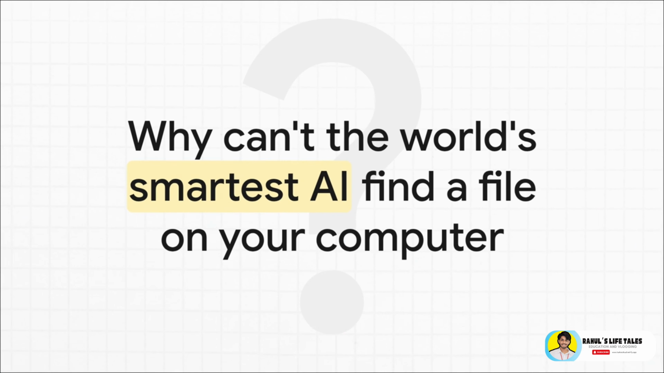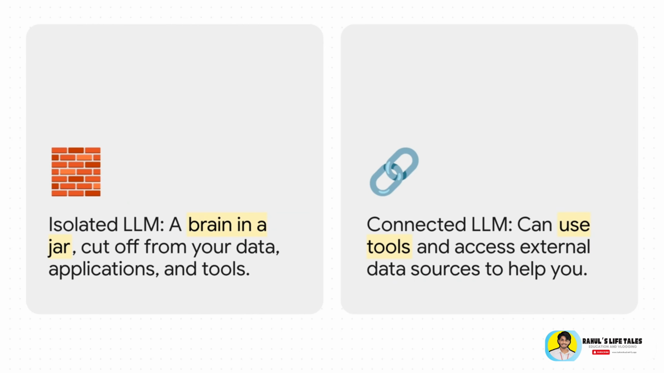Okay, let's kick things off with a puzzle, something you've probably wondered about yourself. You've got these incredibly smart AIs, right? They can write poetry, they can code, but ask one to do something simple, like find a recent file on your own computer? Nope, can't do it. So what's the deal? Well, the problem really is that most AIs are basically a brain in a jar. You see it here on the one side, the isolated LLM. It's totally cut off. It has no access to your stuff, your personal data, the apps you use every single day. It's just floating in a void. And that's where this idea of a connected LLM comes into play.